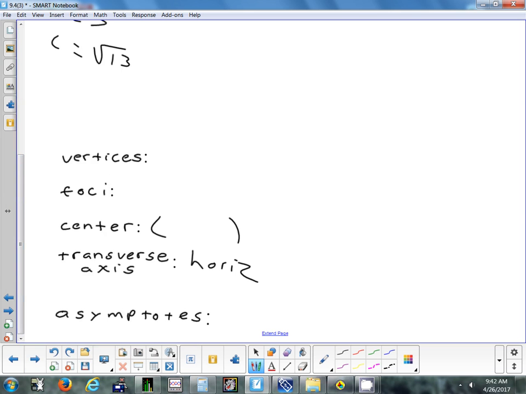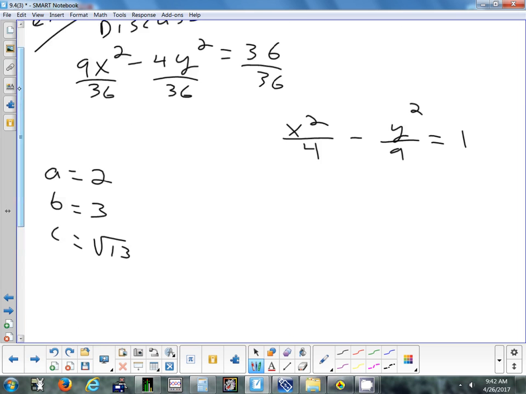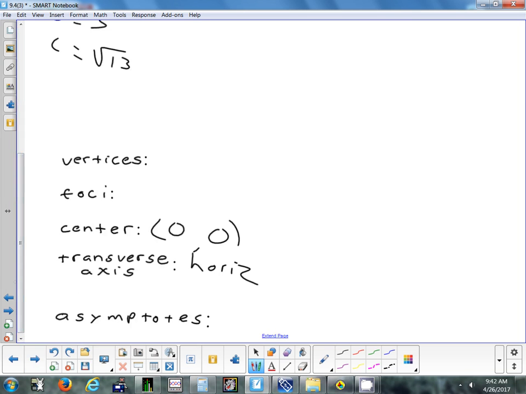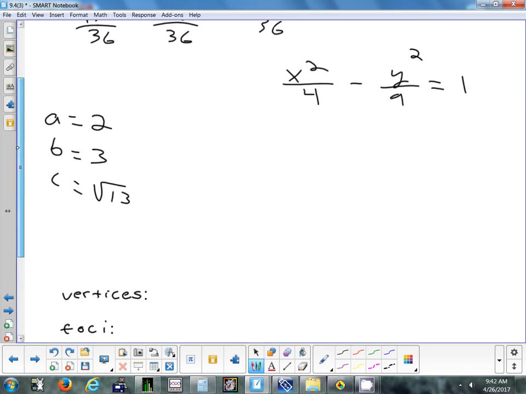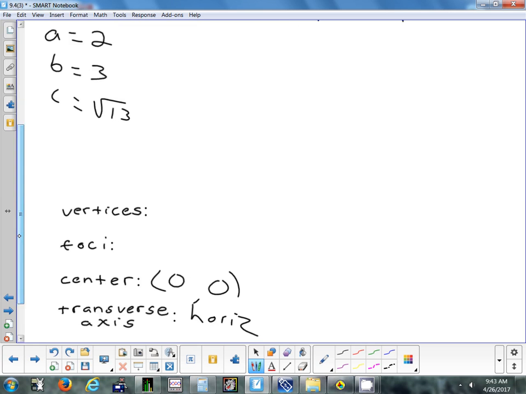The center, where's the center unless we have some extra numbers in the numerator? It's always 0, 0. What letter helps me to find the vertices? A. So how many units away from the center are the vertices? 2. What's 2 units left of the center? 2 units to the right?